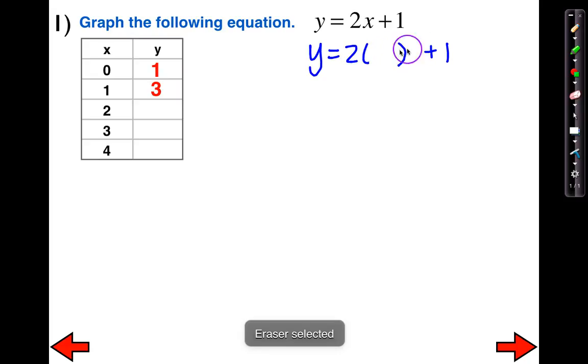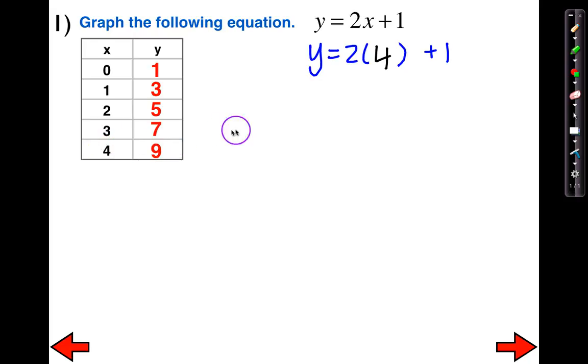Now, continuing on, what if x equals 2? So I'm going to put a 2 here. y equals 2 times 2 plus 1, so 2 times 2 is 4, plus 1 is 5, so y equals 5 when x is 2. Keep going. What if x equals 3? I'm going to go ahead and write a 3 here. Here, y equals 2 times 3, which is 6, plus 1, which is 7, so I'm going to put y equals 7 when x is 3. And last but not least, what happens if x equals 4? So y equals 2 times 4, which is 8, plus 1, which is 9. So when x equals 4, y equals 9.